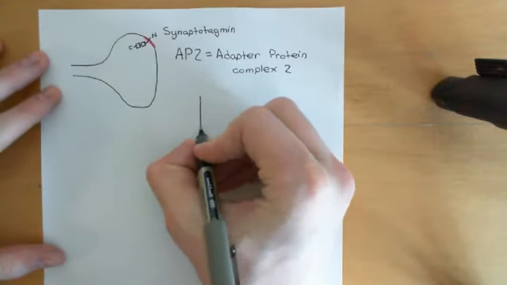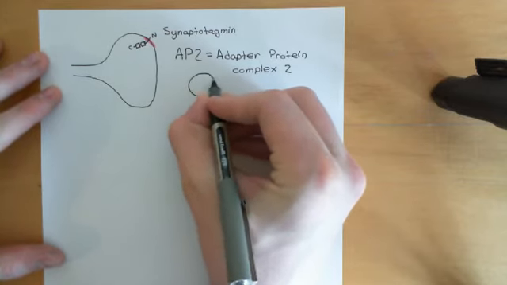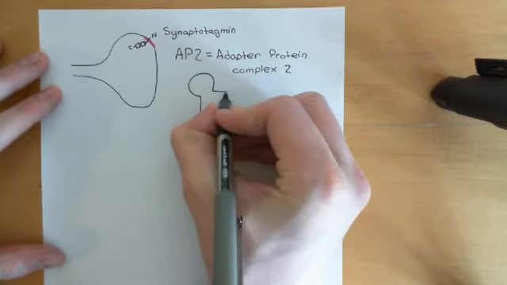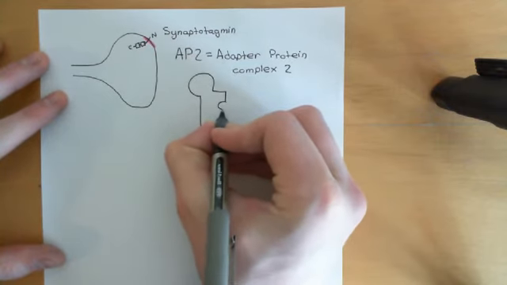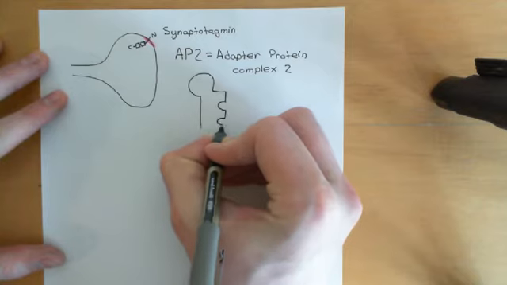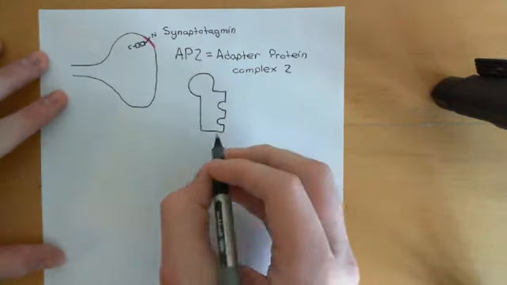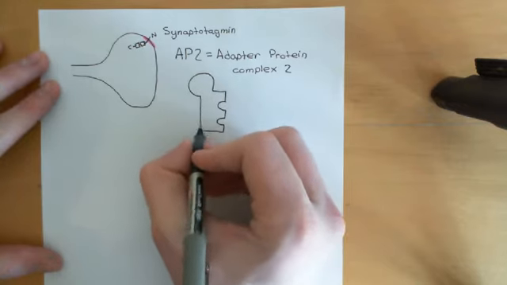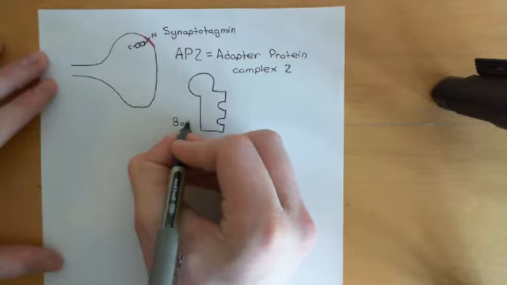So it's made up of 4 separate proteins, okay? The first one which I'm drawing at the moment is what's known as the alpha protein, the alpha subunit of the adapter protein complex 2, like so. Now, the alpha subunit is going to have 2 main portions. This portion down here, this is what's known as the body of the alpha subunit.